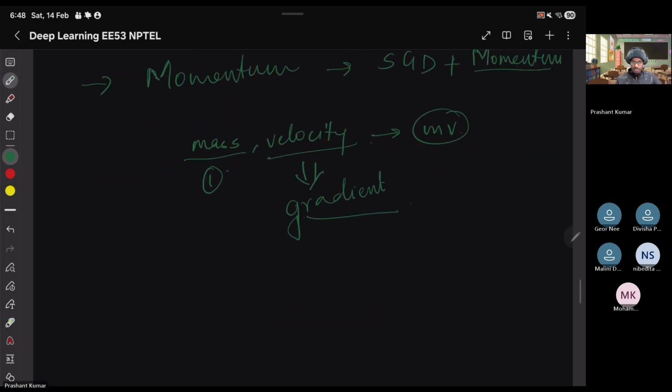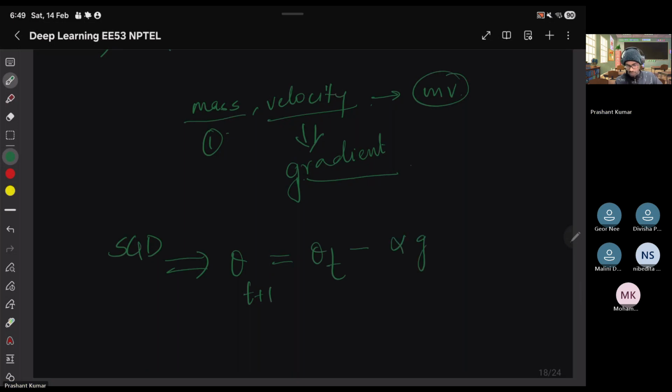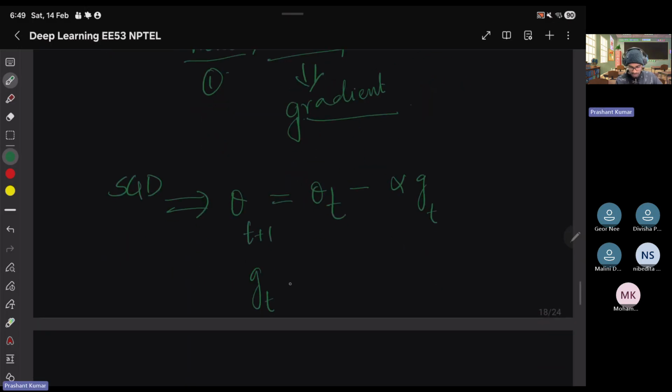Okay. So during the stochastic gradient descent, we were saying that theta t plus 1 is theta t minus alpha times g t, where g t is 1 by m of the gradient with respect to theta, sum over i equals 1 to m of the loss function f of x i, theta comma y i. Right?